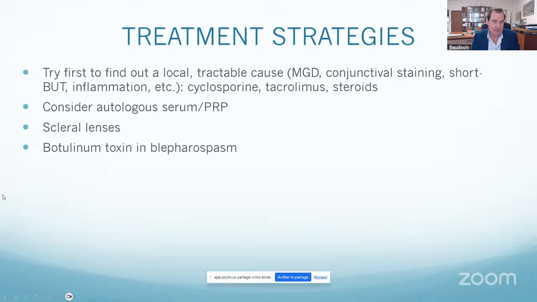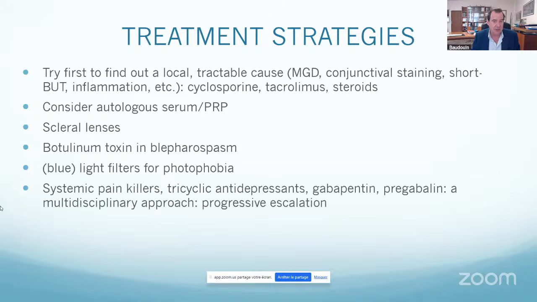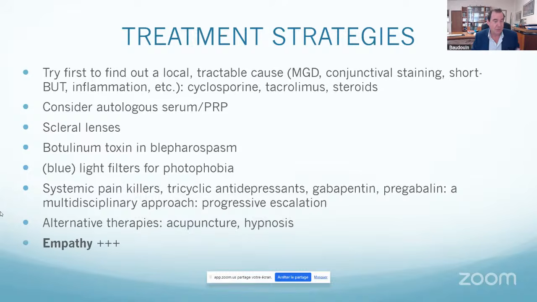Botulinum toxin, especially in blepharospasm, may be useful because the spasm due to pain is by itself very painful. Filtering blue light, essentially blue light, that is a major cause of photophobia, and painkillers, antidepressants, gabapentin, pregabalin. But in that case, I would suggest a multidisciplinary approach with pain specialists rather than ophthalmologists using this medication to decrease pain, and sometimes alternative therapy may be used. And the last is probably empathy.